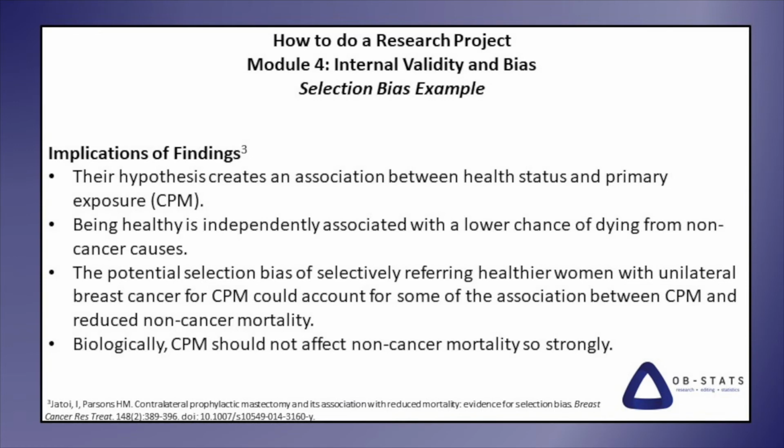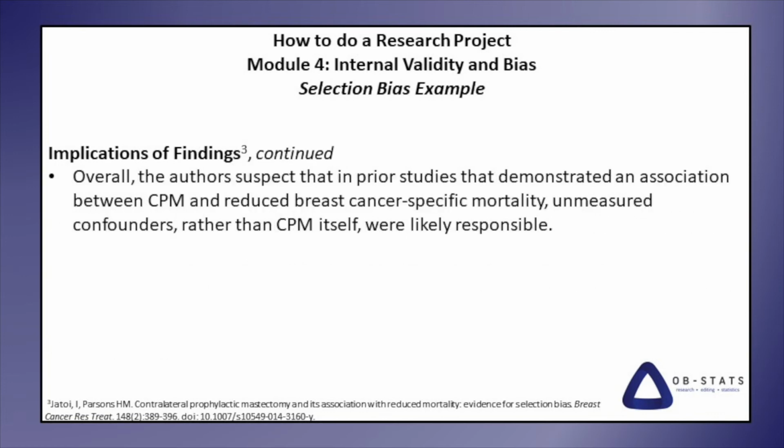Their hypothesis creates an association between health status and primary exposure, or CPM. Being healthy is independently associated with a lower chance of dying from non-cancer causes. The potential selection bias of selectively referring healthier women with unilateral breast cancer for CPM could account for some of the association between CPM and reduced non-cancer mortality, and, biologically, CPM should not affect non-cancer mortality so strongly. Overall, the authors suspect that in prior studies that demonstrated an association between CPM and reduced breast cancer-specific mortality, unmeasured confounders rather than CPM itself were likely responsible.